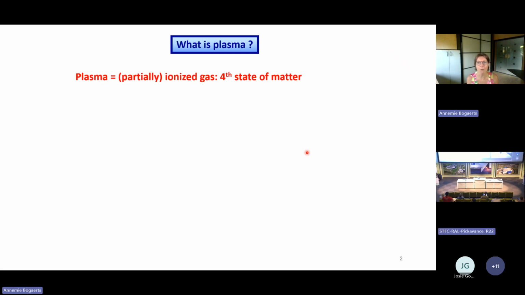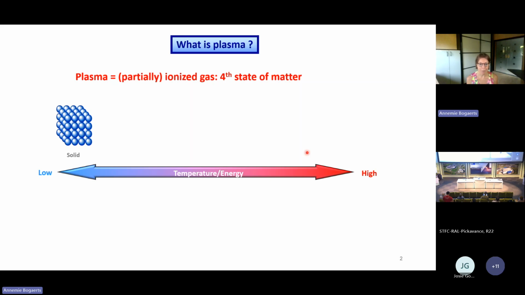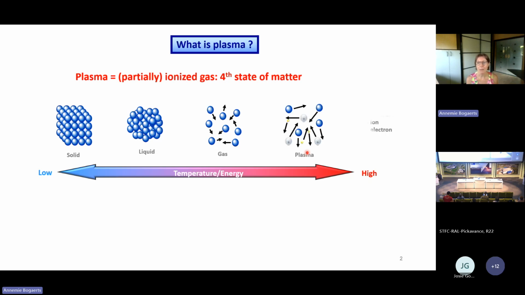Maybe because I don't know whether all of you are so familiar with plasma, first, a brief introduction. Plasma is a partially ionized gas. It's also called the fourth state of matter. If you have a solid material and you heat it, you will get a liquid. If you heat it further, you get a gas. And if you heat it further, you get a plasma, which is a partially ionized gas. You can see here there are free ions, free electrons. This can be by heating, but it can also be by bringing in other energy, so electrical energy. And that is actually what is done in plasma catalysis.